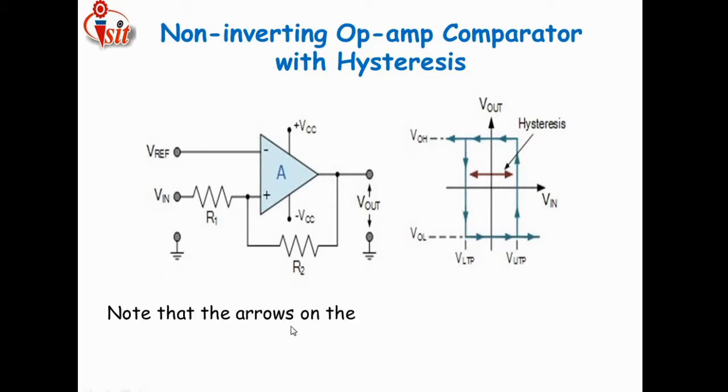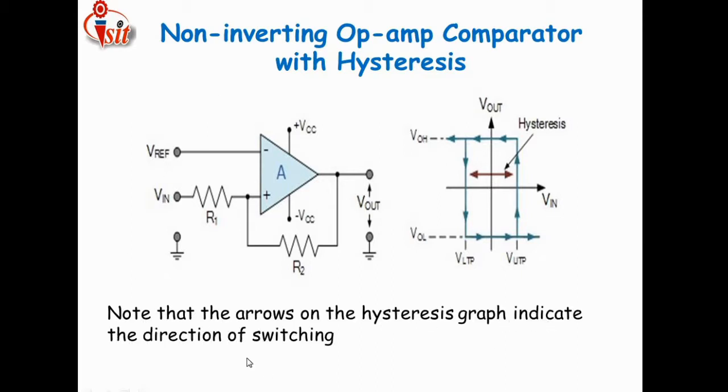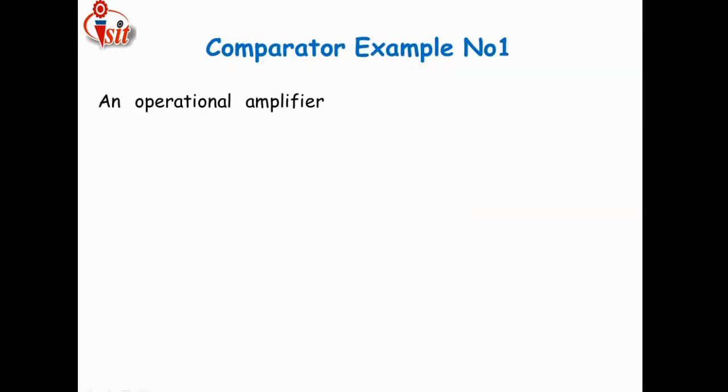For that change, note that the arrows of the hysteresis graph indicate the direction of switching between the upper and lower trip points. As I have told, this is an anti-clockwise direction, the direction for switching the trigger, and for the inverting op-amp comparator it is in a clockwise direction. Just see here, these directions depend upon that. Only this is the difference.